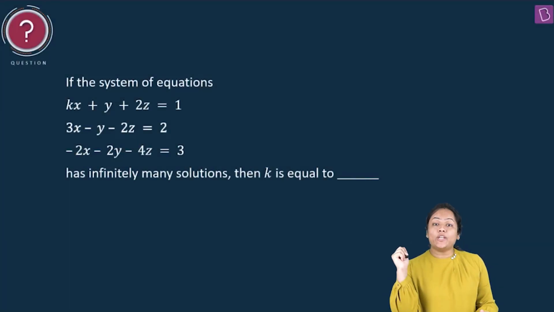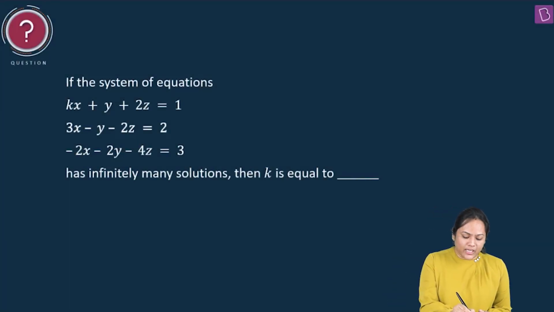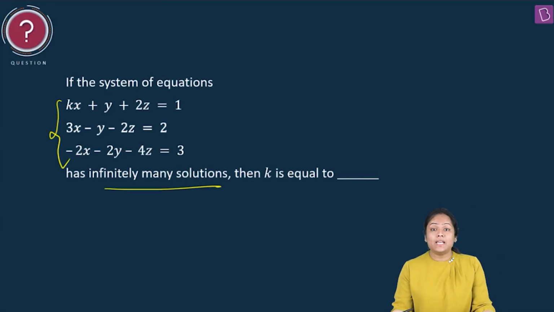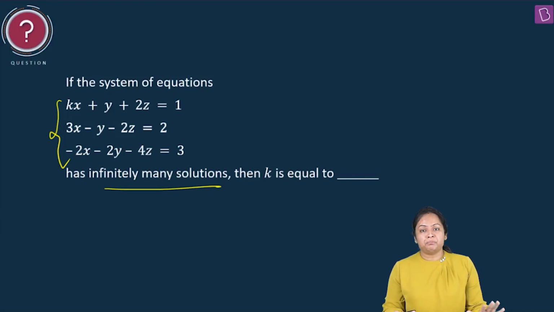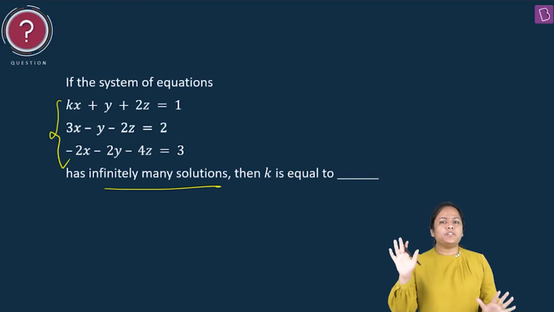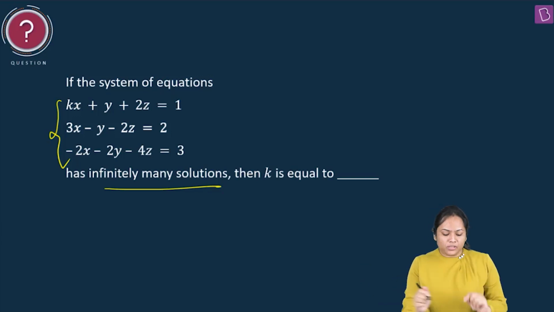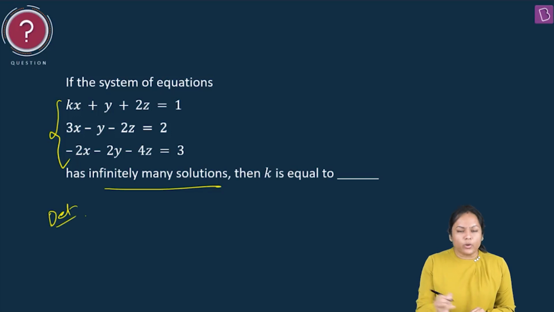Well, the next question is, if the system of these equations, they have given us 3 equations, has infinitely many solutions, then what is the value of k? Now, guys, it seems to me this is a question from matrices and determinants, right? They have given a system of equations. Suppose if I solve this by determinant, what I have to do?